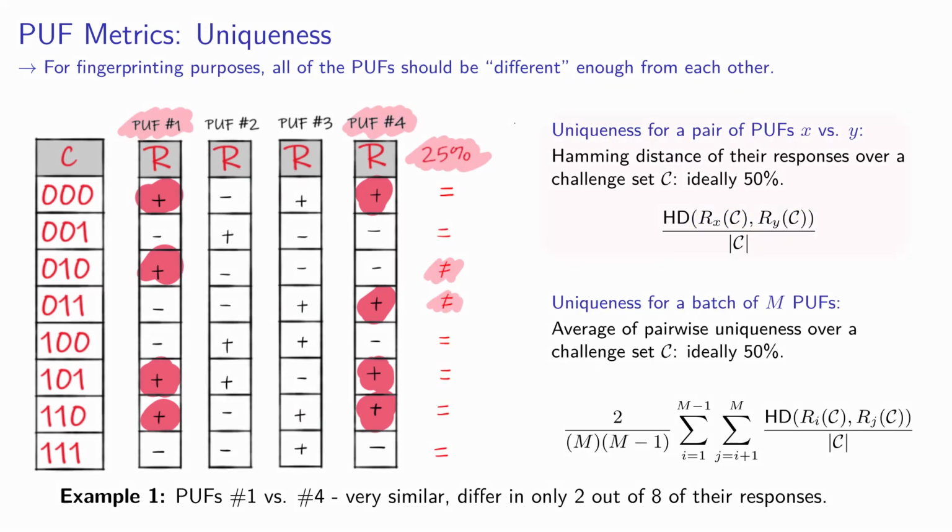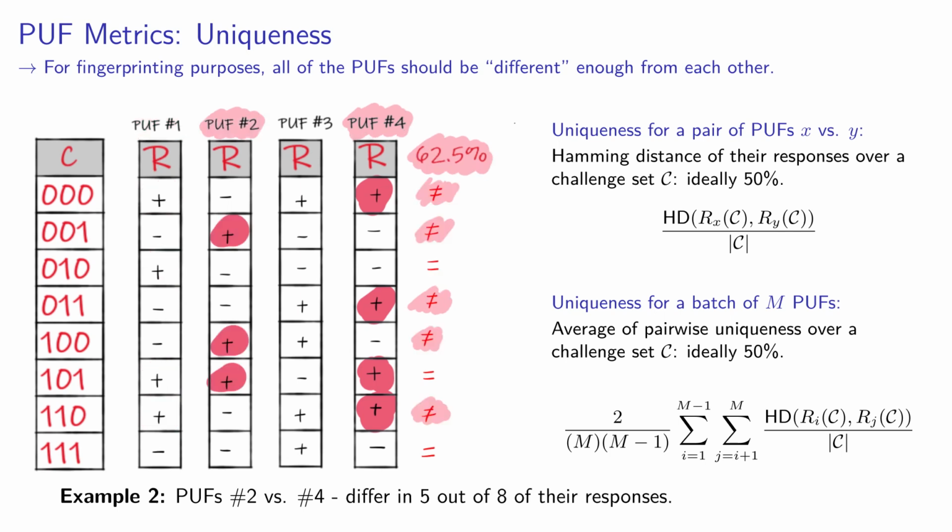PUF uniqueness is the ratio of different responses between a pair of PUFs' truth tables. An ideal set of PUFs has an average pair uniqueness of 50%, or having a different response from each other half of the time. Considering the same 3-bit PUFs from before, we can see that PUFs number 1 versus number 4 only differ in 2 out of 8 or 25% of their responses. This means they are too similar to each other and not unique.